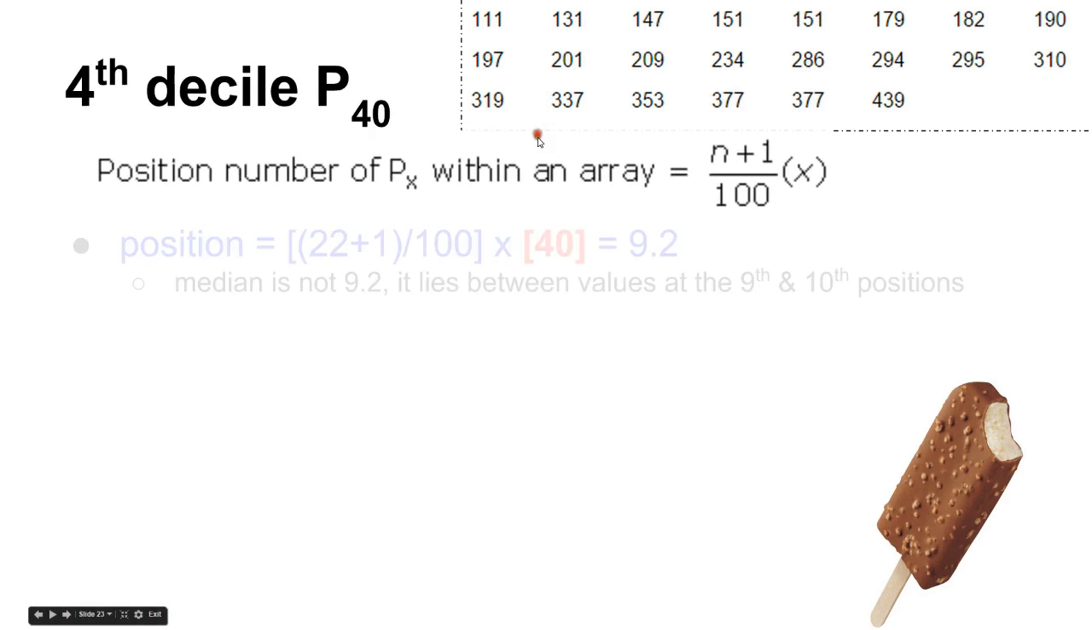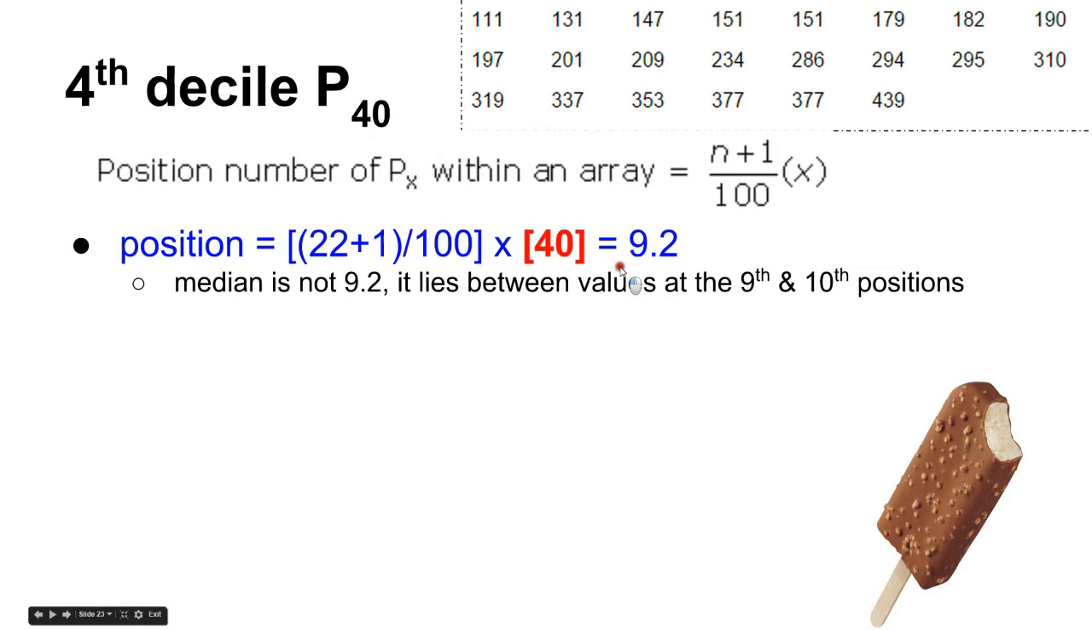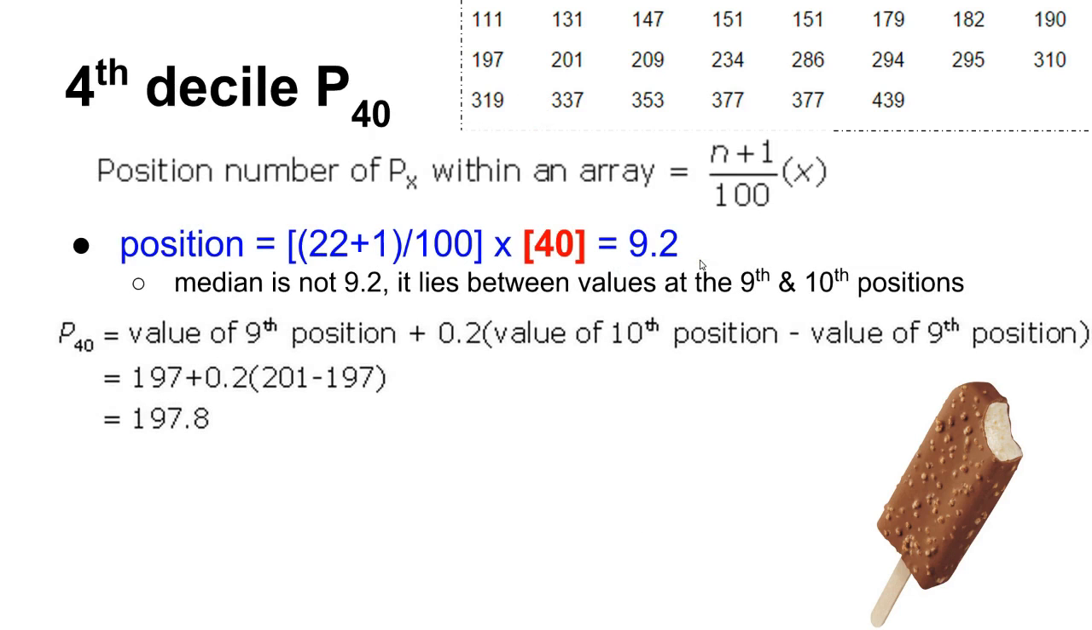And the 40th decile, same thing. We've got 9.2, so we're going to have to do 0.2 times the difference of the 9th and 10th positions.